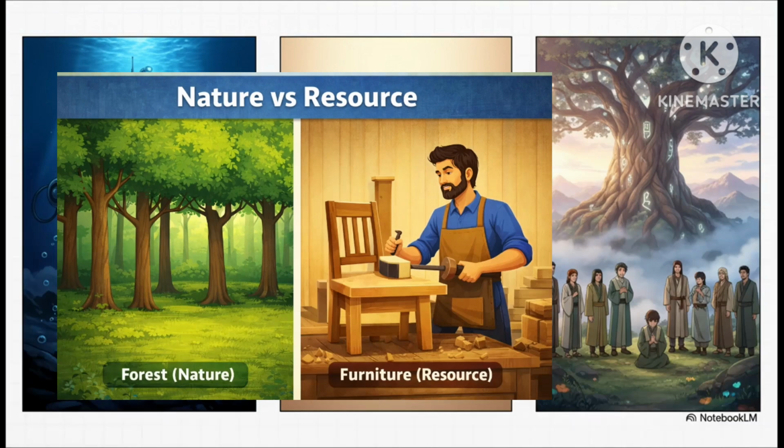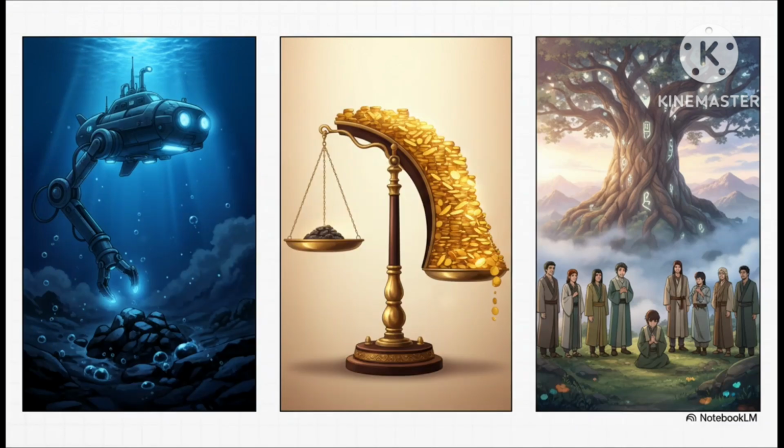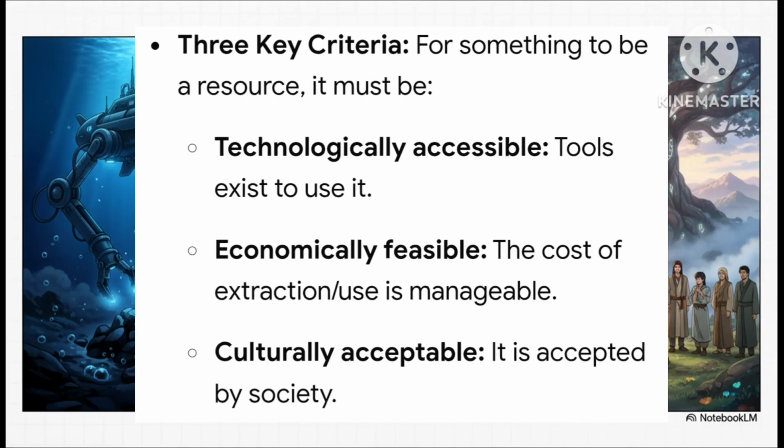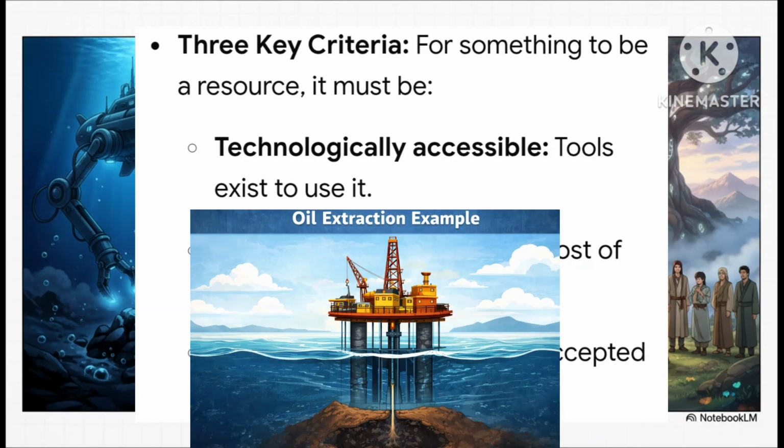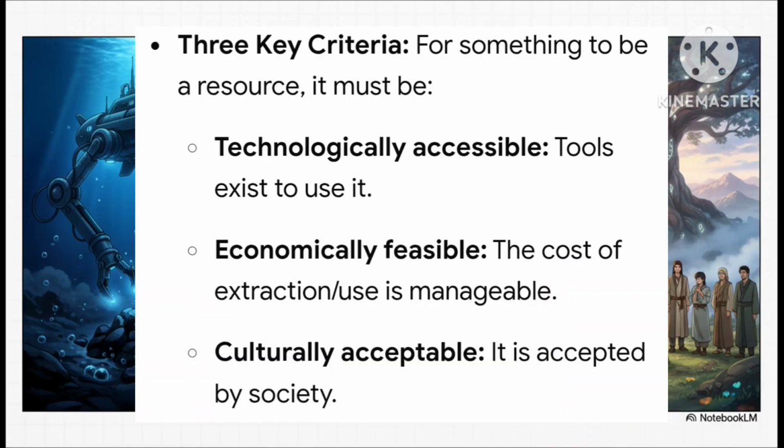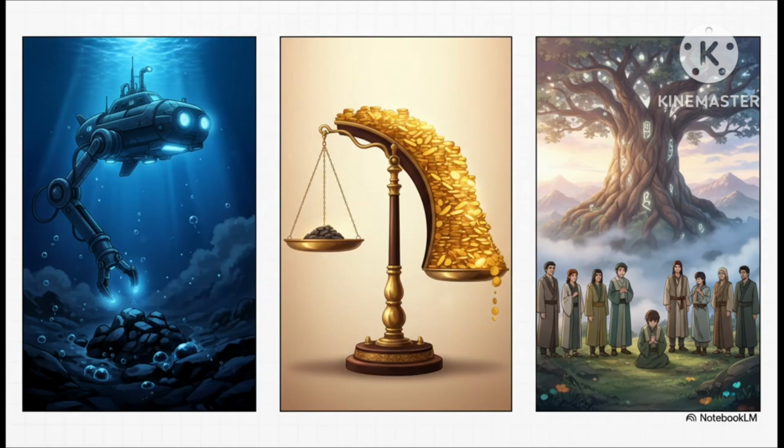But it's not quite that simple. Not everything in nature can be a resource right away. Three things have to be true. First, it has to be technologically accessible. We need the right tools to get it, like having drills that can reach oil deep under the ocean. Second, it's got to be economically viable. It can't cost more to get it than what it's actually worth. And finally, it needs to be culturally accepted. A mountain might be full of minerals, but if it's sacred to a local community, it won't be treated as a resource to be mined.